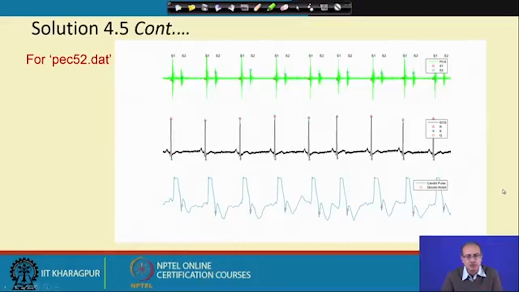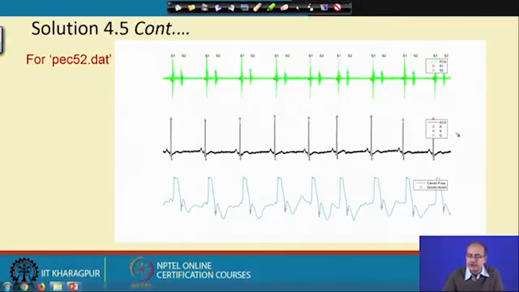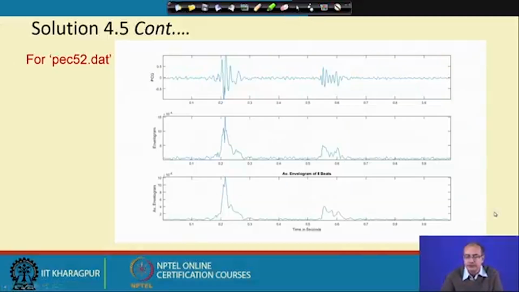Now, let us look at the third one, which seems to be again a better signal, where S1 and S2 are limited in time, and again we follow the same procedure, that first we look at the ECG signal and we get the R wave, from there the location which gives us the location of S1, and from the carotid pulse we get the location of the dicrotic notch, which gives us the location of S2. We have marked them, we find out each cycle, and from that we could compute the envelopegram and the average envelopegram.